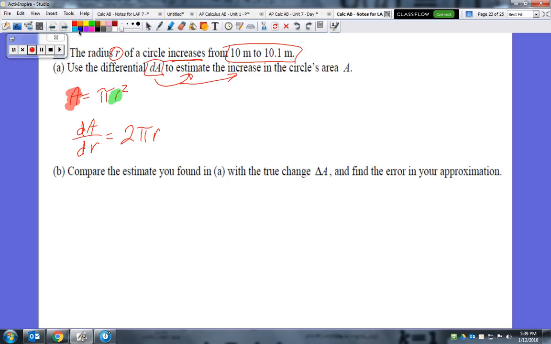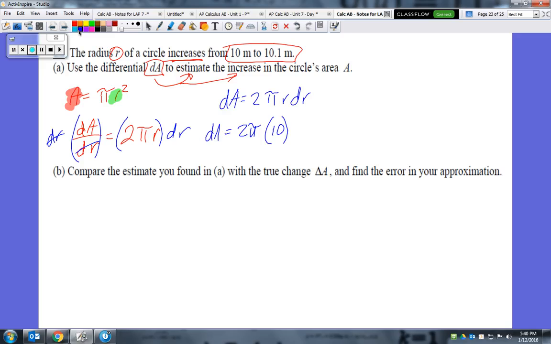Okay, so getting it by itself, we do like we did on the last example. We could interpret it as multiplication, even though truly that's not what's happening. dA is equal to 2 pi r dr. So now that I know that, I can plug in values that I have. First of all, the radius that we had was 10, and it's 2 pi, and it's dA.